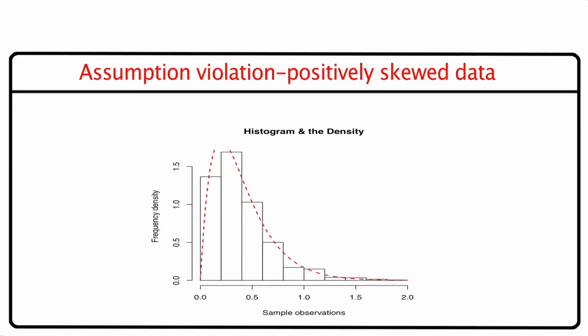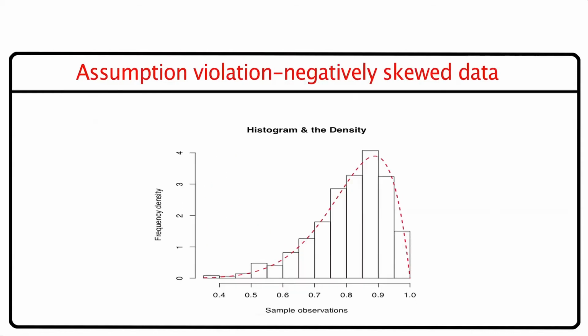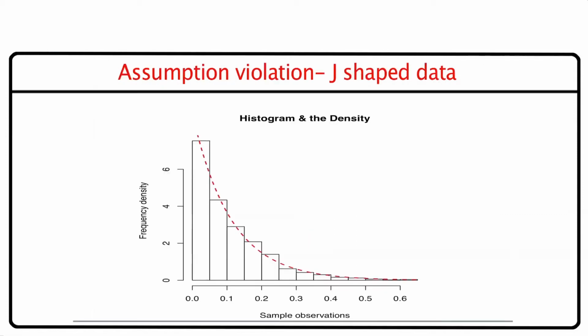For example, we can have positively skewed data where the concentration is towards the lower values of the data set. We can have, for example, a log normal distribution or gamma distribution, which is positively skewed, and in those cases the normality assumption and the corresponding t-test is not valid. There may also be negatively skewed data. Here also the normality assumption is not valid, so we can't use the t-test. The histogram of the data may look J-shaped.